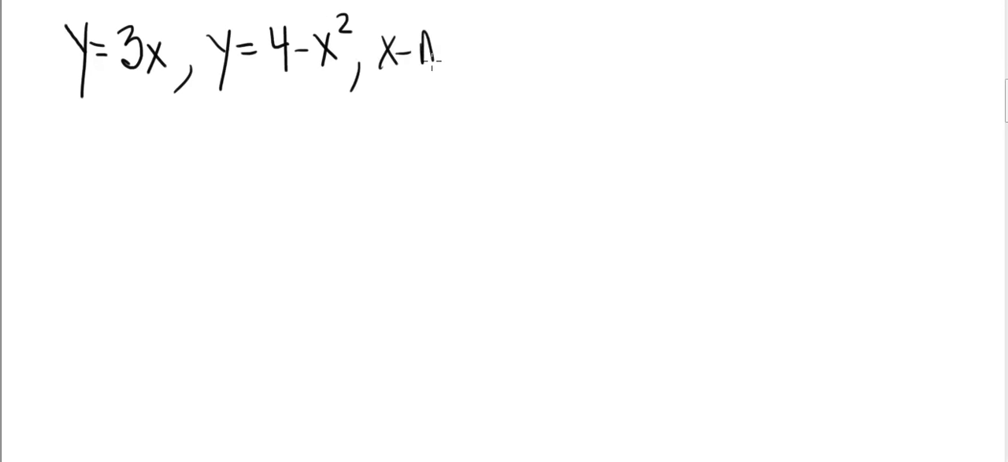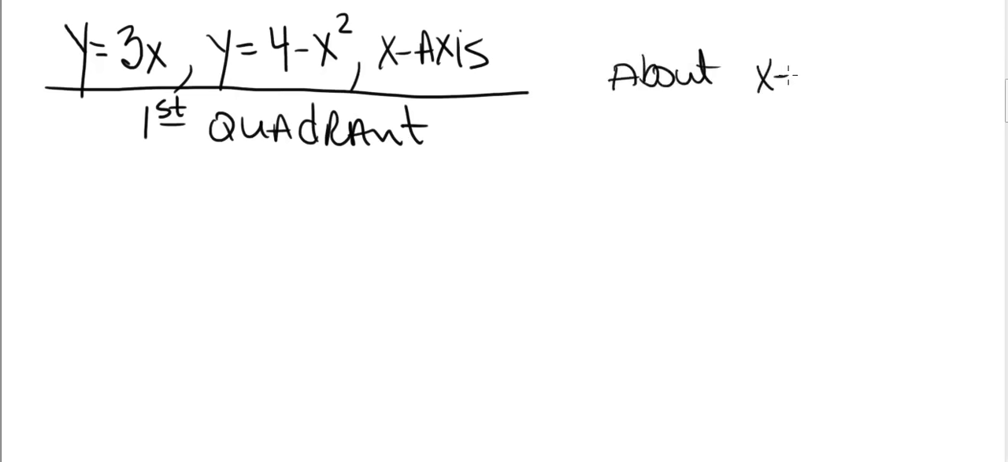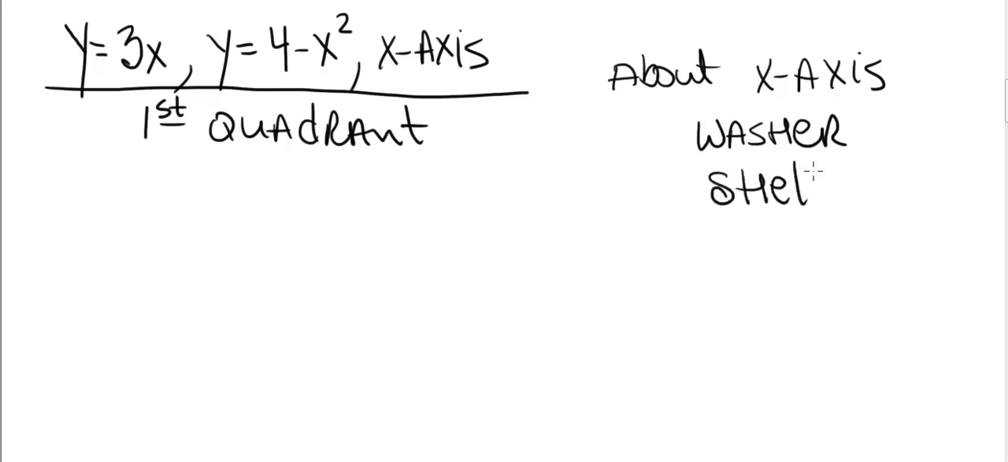We're going to find the volume of the solid of revolution obtained by rotating a region bounded by the line y equals 3x, the parabola y equals 4 minus x squared, and the x-axis. These actually form two regions. We want the one that's in the first quadrant, and we're going to rotate it about the x-axis. We'll solve this using both the washer and the shell method, to show how to find the volume of the solid of revolution.